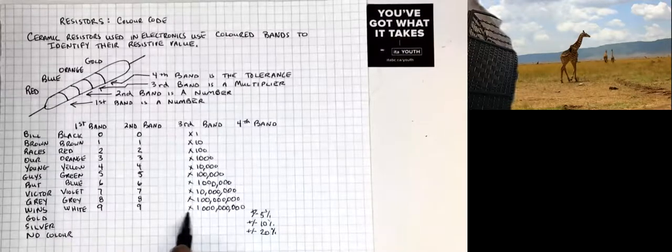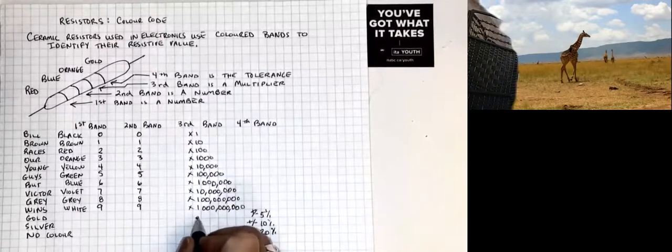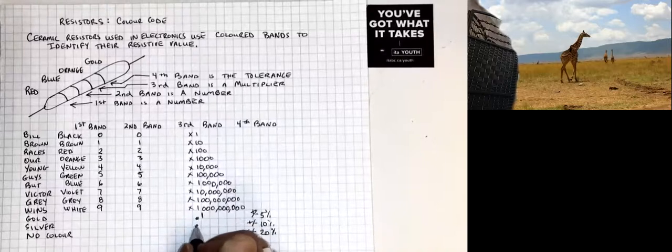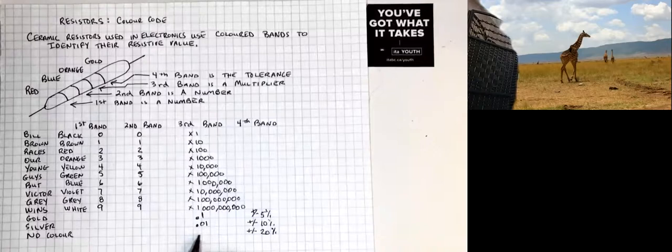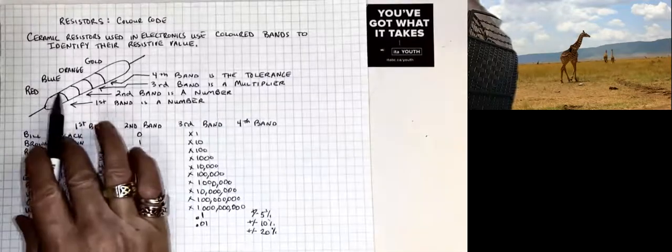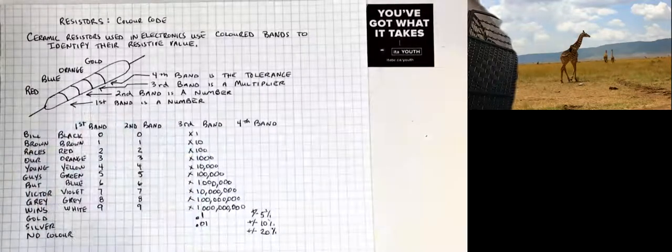One other thing is we can have a multiplier of a small number, and so when I look at the multipliers and I look at gold and silver, we could actually go into decimal values, 0.1 and 0.01. So instead of multiplying by a whole number, we'd be multiplying by a decimal. So let's explore this a little bit and see what this red, blue, orange, gold resistor would actually be.